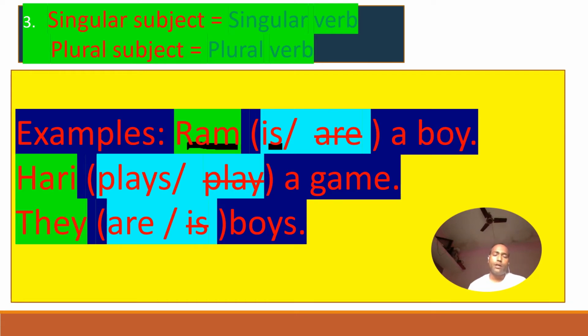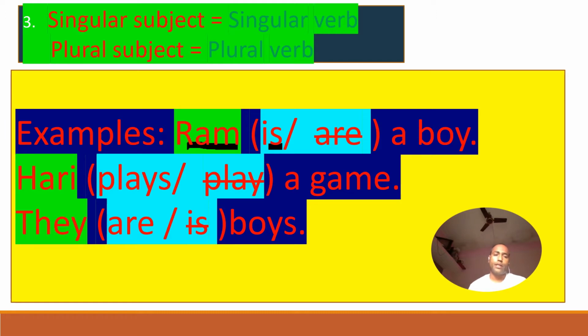Similarly, Hari plays a game. Why not Hari play game? Because play is plural and plays is singular. As we add s to the verb, it becomes singular. Hari is singular and plays is also singular, so Hari plays games.